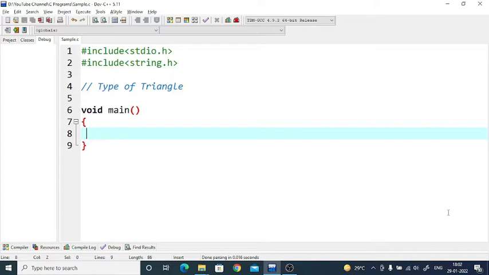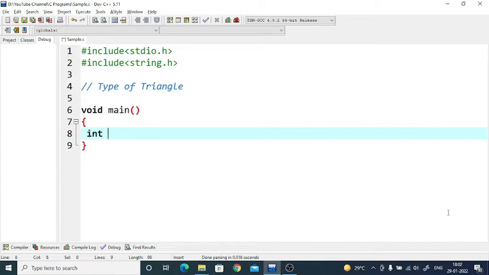So in the current video, we will be looking at how to find the type of triangle given three sides of a triangle. Before going ahead with checking the type, we'll also check whether the triangle is actually constructible or not, because if three sides are given, it's not always the case that the triangle is constructible. So we'll check for constructibility, and if it is constructible, then we will check for the type.